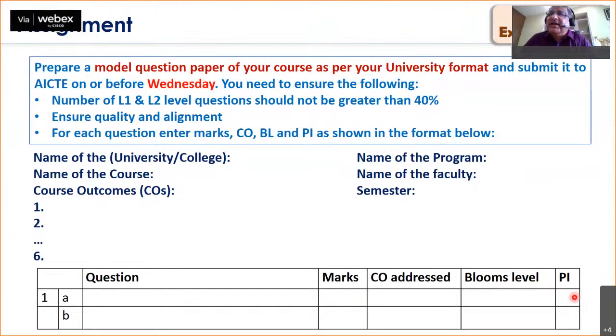This guideline is for a fixed hour exam or internal assessment test or semester examination. And when it comes to PI, again, some people are asking about the PI code. I knew that, so there is a subsequent slide. Again, I will repeat that, the PI code.